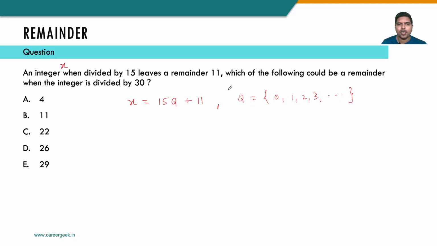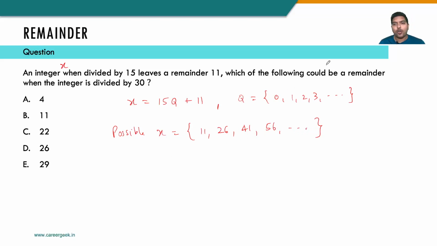Which of the following could be a remainder when the integer x is divided by 30? So let's take some possible values of x in this case. 15 into 0 plus 11, 15 into 1, which is 15 plus 11, 26, 30 plus 11, 41. When it is 3, 15 threes is 45 plus 11, so 56, and so on. You can take more values if you want.